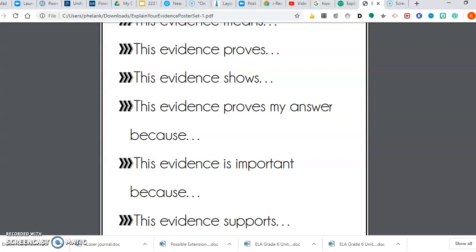So this evidence proves my point because. Why does it prove your point? How does it show similarities and differences? How does it support your main idea? How does it support your claim or your thesis? Bring it back to the point of the paragraph or of the whole paper.